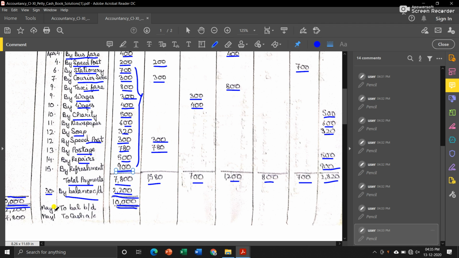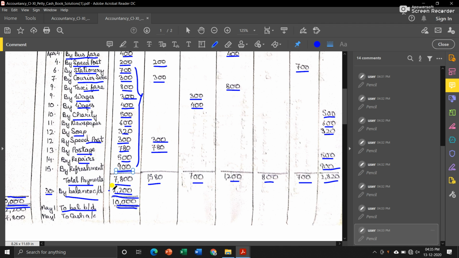And then in the next month, that is the starting first date of the next month, that is May 1st, what we will do is bring down the balance brought down. Balance brought down means the balance carried down of the previous month will become the balance brought down of the new month, but we have to write it in the opposite direction.